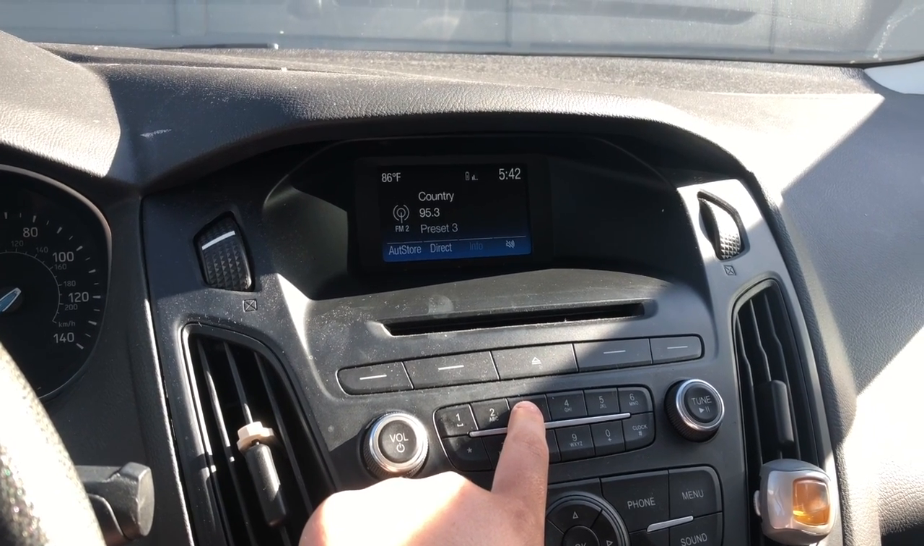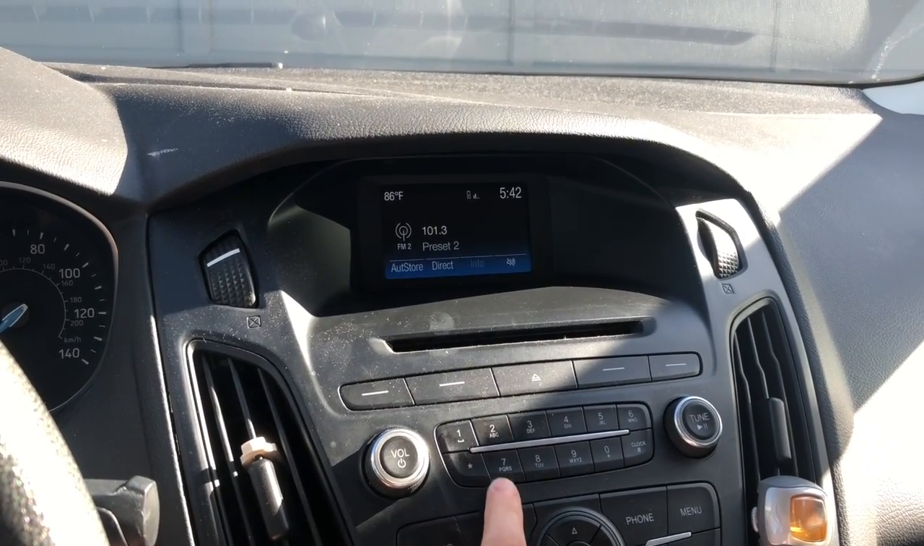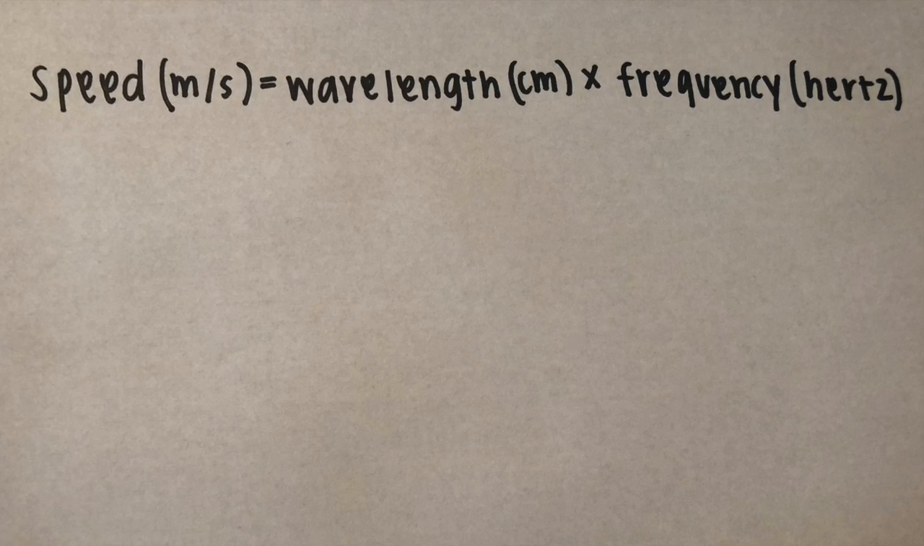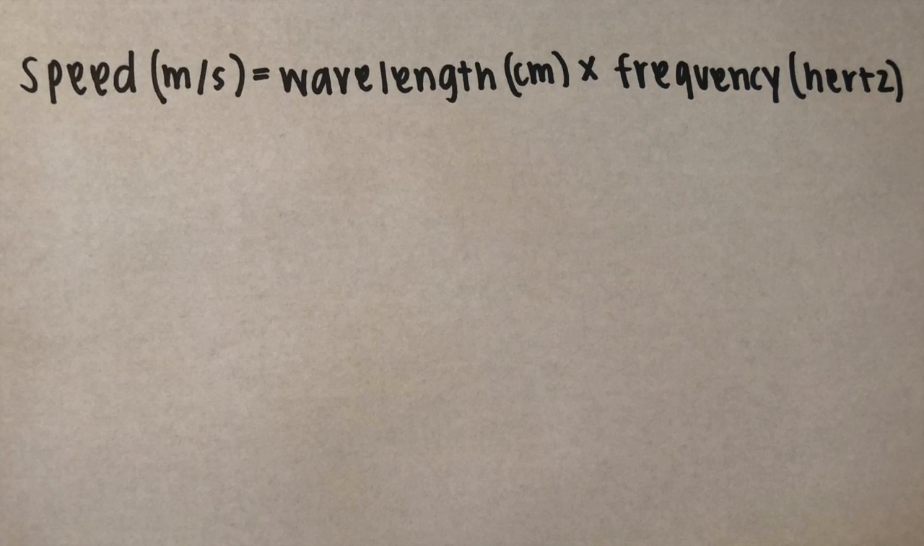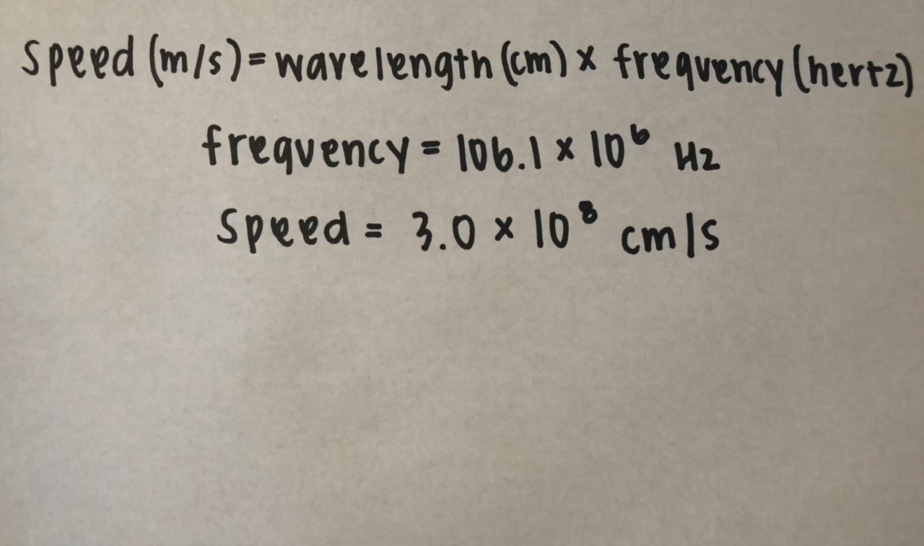To start off any day, you have to play some music on the car ride to school. To calculate the wavelength of the radio station, I use the formula speed equals wavelength times frequency. All radio frequency is measured using hertz, and frequency measures how often something occurs.